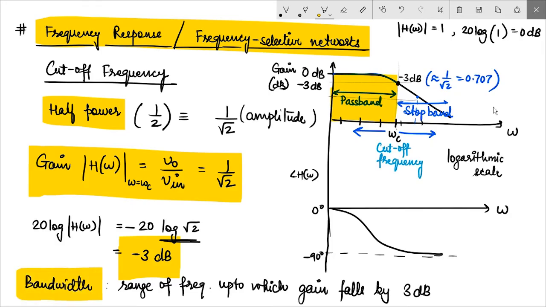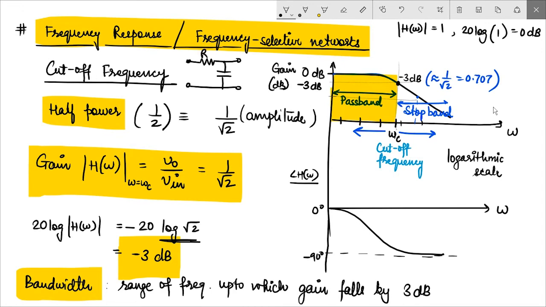So bandwidth is again that range of frequencies for which gain is nearly constant. It has a maximum value, maximum gain, and we allow it to fall up to say 70%. That is the minus 3 dB point. What is the value of omega c for this particular circuit that we've been talking about?